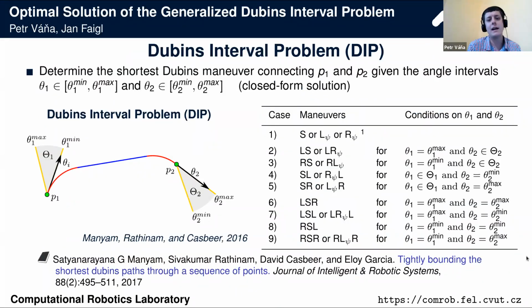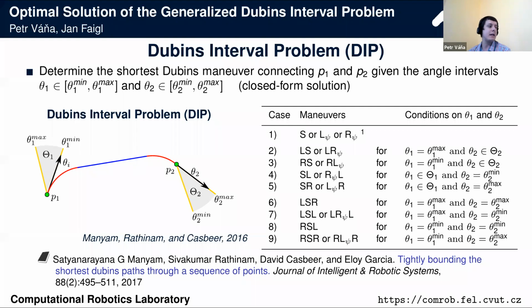So why am I talking about the Dubins interval problem? This problem formulation gives us a natural lower bound for various trajectory path planning problems with limited curvature. So here in the image, we can see that we don't have only the initial configuration and final configuration with the headings, but we also have an angular interval from which we can select the heading angle.